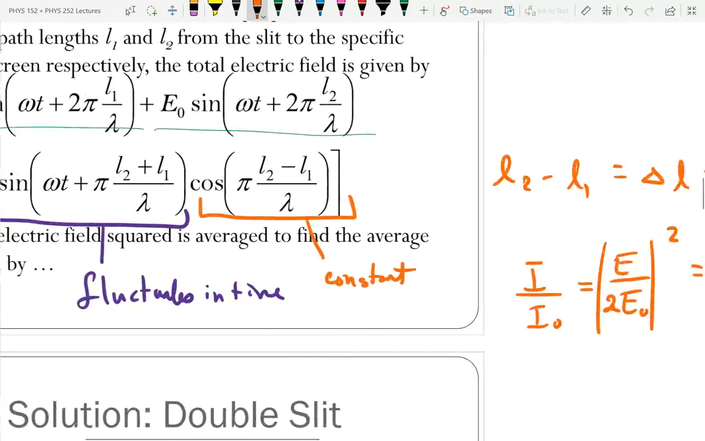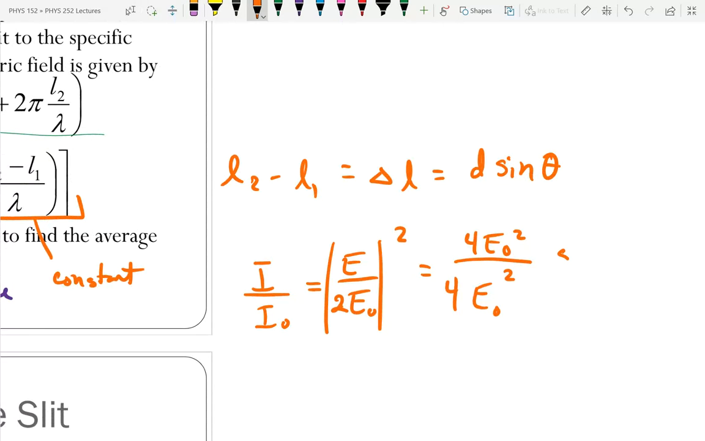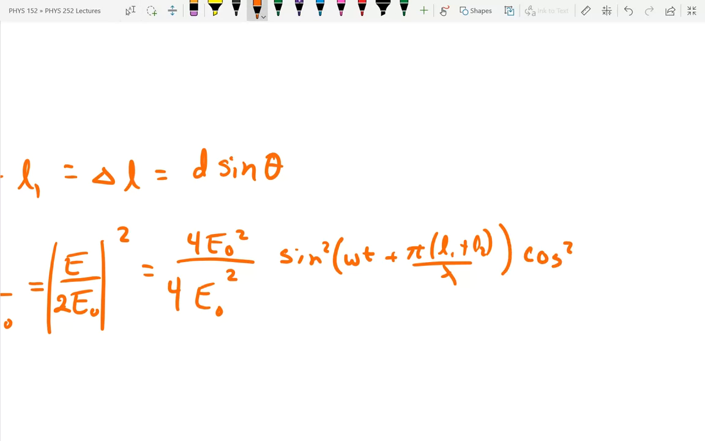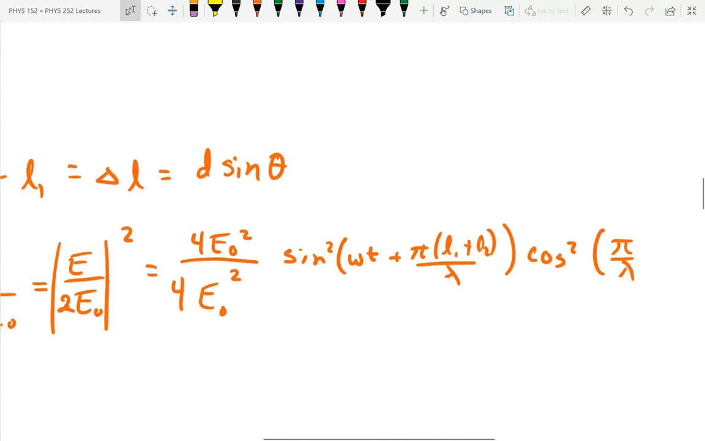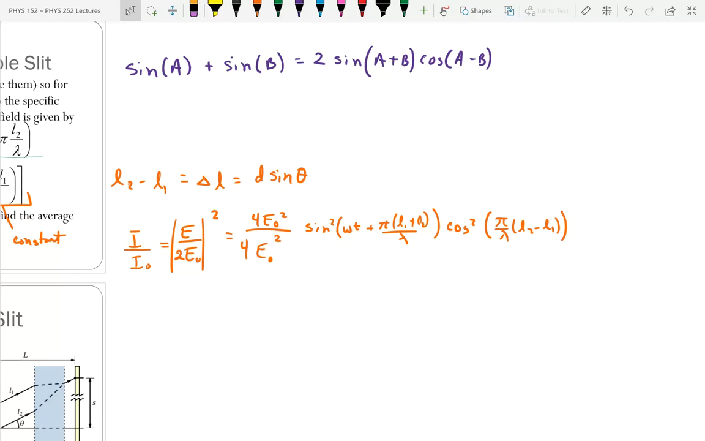On top, I have this whole thing we did here. So I'd have 4E0 squared sine squared of omega t plus pi (L1 plus L2) over lambda, times cosine squared of pi. So that's the ratio of my intensity. But this is the intensity at a specific time. We generally look at the average. So intensity is equal to, notice these things here just canceled.